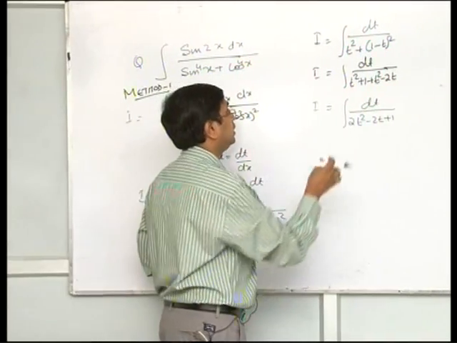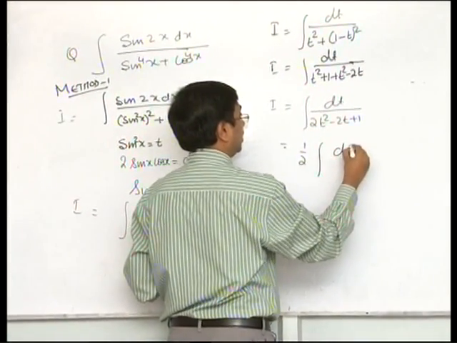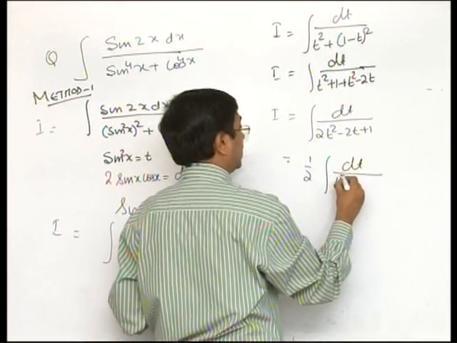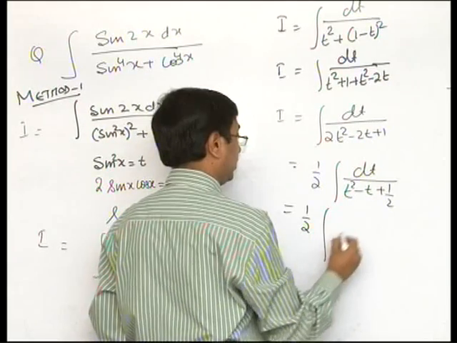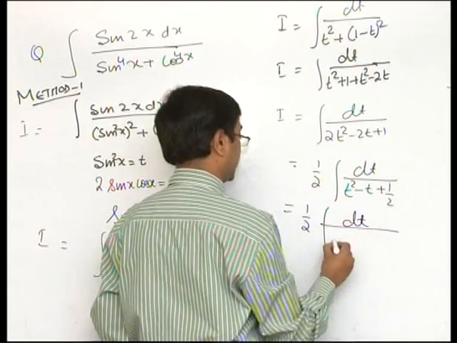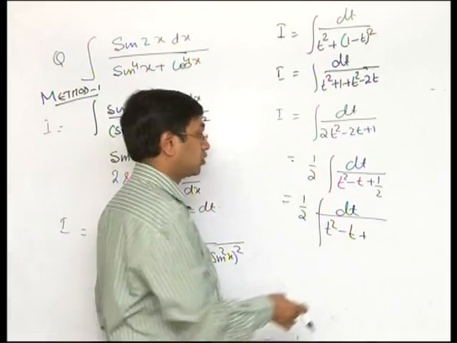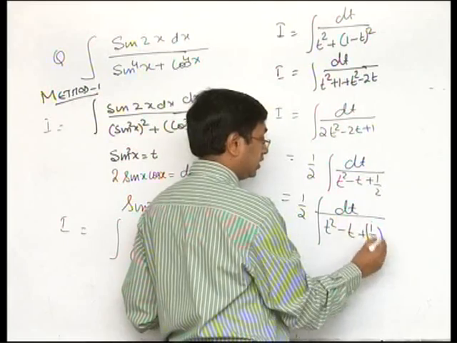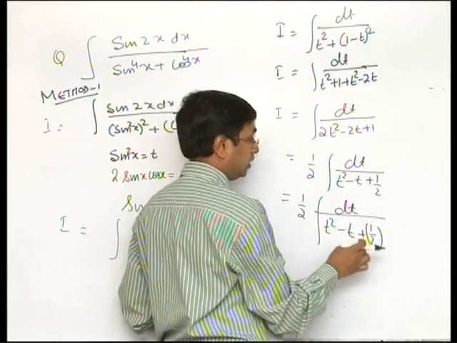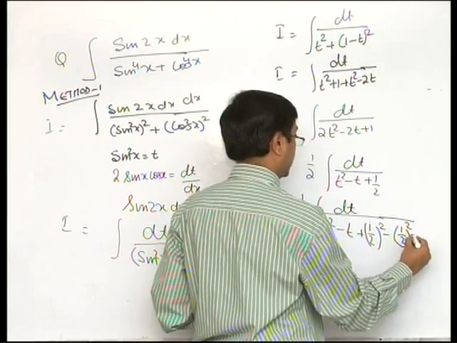And now t square, so 2t square minus 2t plus 1. By 2, t square minus t plus half, which is half dt upon what? t square minus t, and to make a perfect square we take half of the coefficient of t. The coefficient is 1, half of it is half, so you add half whole square and you subtract half whole square.